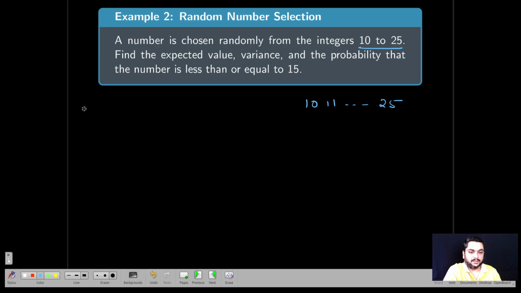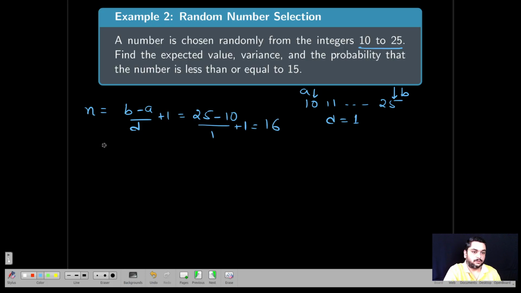Now first find the n value. What is n? n is equal to (b minus a) divided by d, plus 1. What is the d value? The spacing is 1. What is the a value? 10. The b value is 25. So this is (25 minus 10) divided by 1, plus 1. So this will be equal to 16. So the n value is 16.